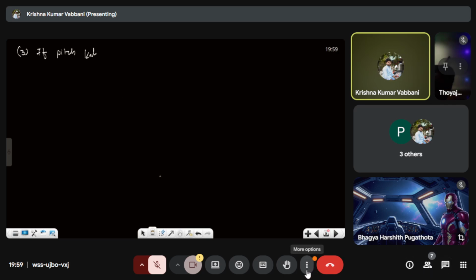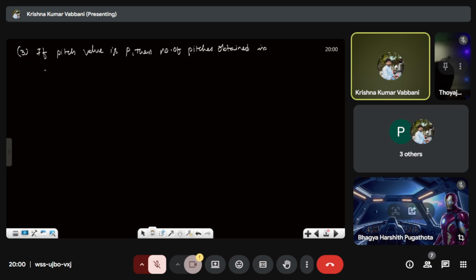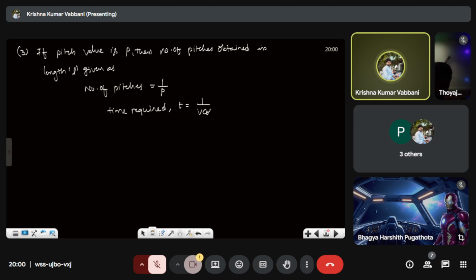if pitch value is p, then number of pitches obtained in length L is given as: number of pitches is 1 by p, and the time required t is equal to 1 by v cos theta. So it's a simple problem only. So these two points are there.